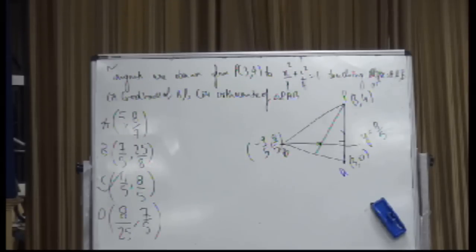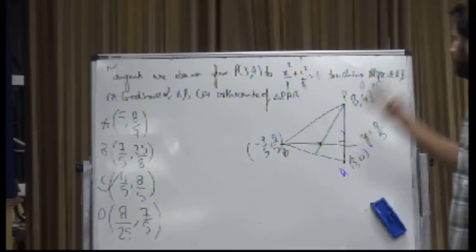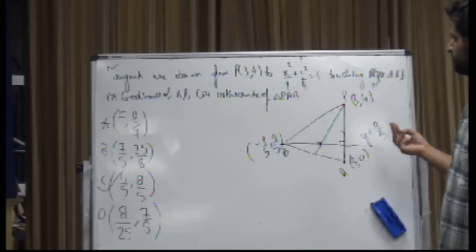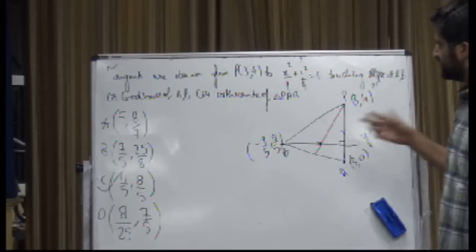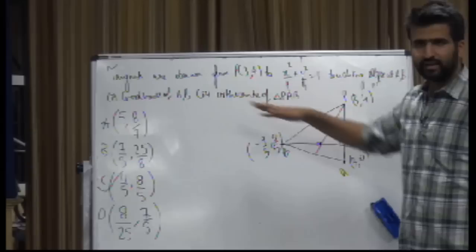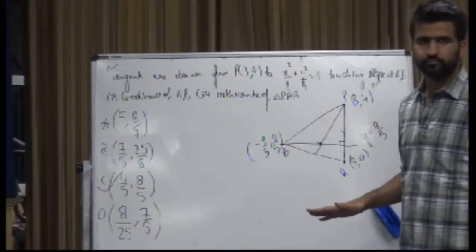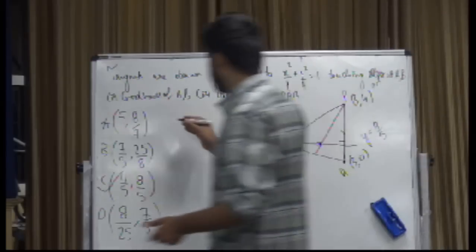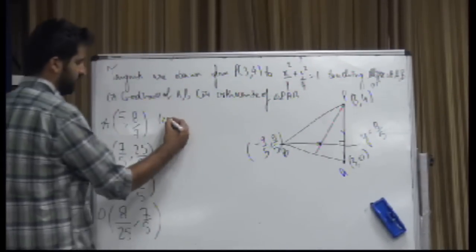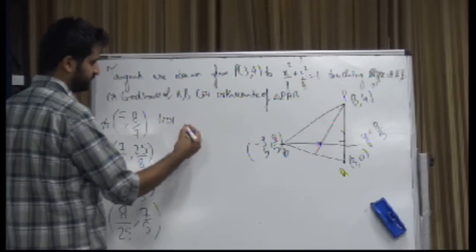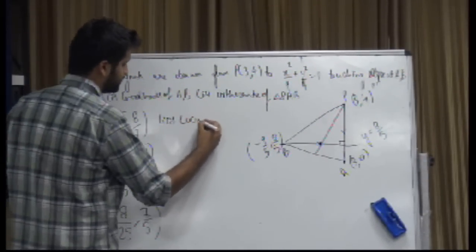And then the next part, the third question, was: what is the locus of the point whose distance from the point P and the line AB is the same? I'll write the question, but that will be your homework. Locus of point P.